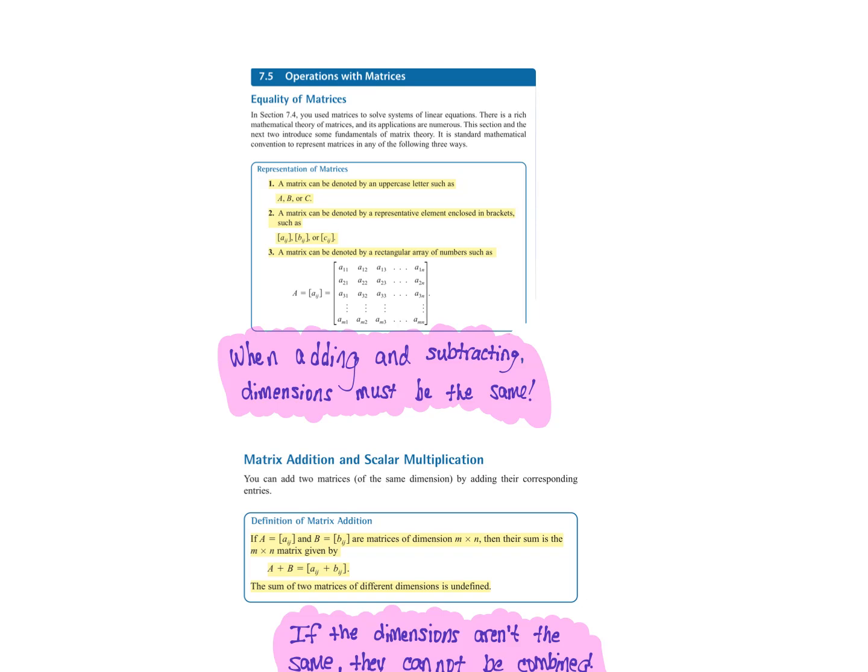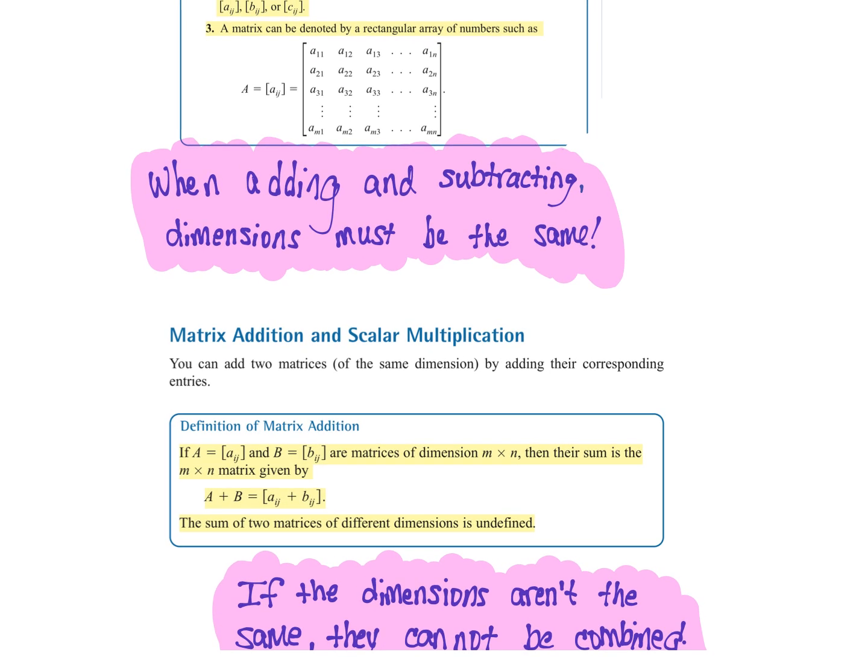7.5, we're going to be performing operations with matrices. So we're going to be adding, subtracting, multiplying matrices together, multiplying by a scalar, all the fun stuff. When adding and subtracting, the dimensions of your matrices have to be the same. So we can only add a 2 by 3 plus another 2 by 3. If the dimensions aren't the same, then they cannot be combined.